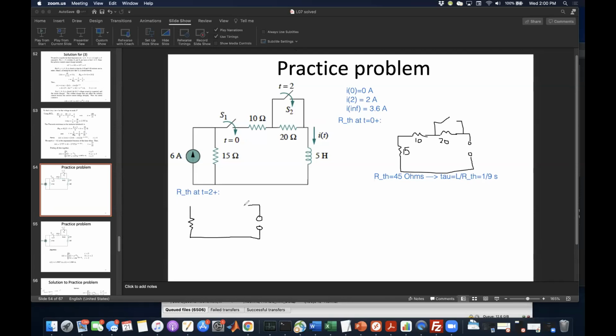Okay, and now we're going to ignore the 20 ohm here because this second switch will bypass it. And so we have 10 and 15. Okay, so the RTH here is equal to 25 ohms, which means tau is equal to L over RTH, which is 5 over 25, equal to 1/5 seconds. So the time constant is different in this case.